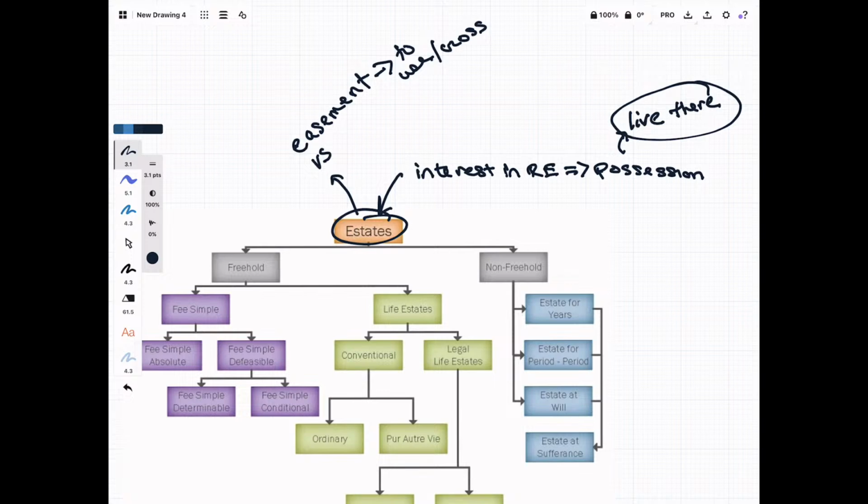So in an estate, you get to live there. I guess I've pretty much killed that point right now. Oh, I know what I was going to say. On a test question, if you forget anything about the different estate options that they give you, just remember if you see the word estate, the person can live there.